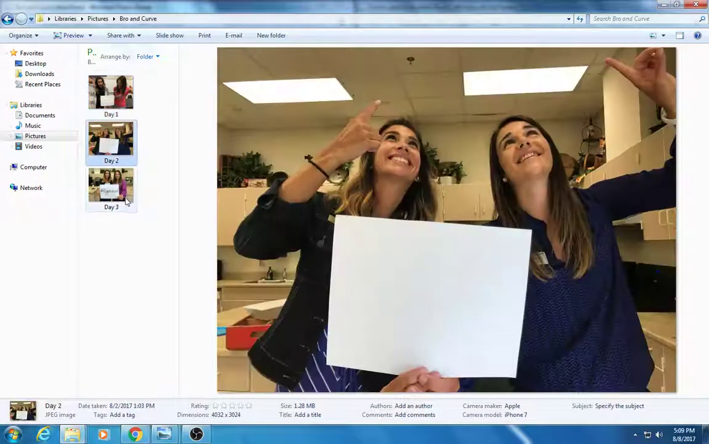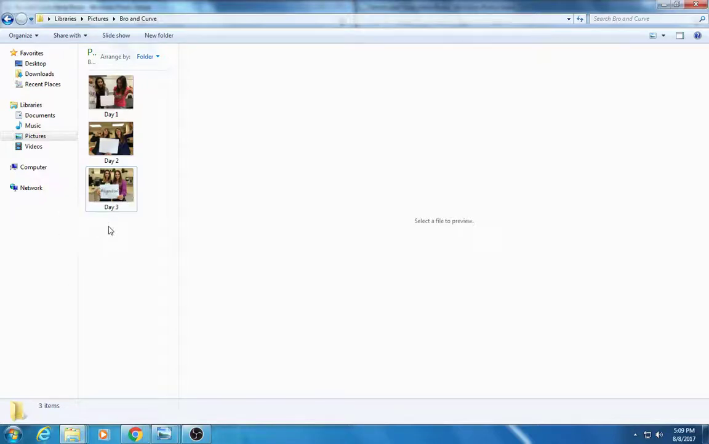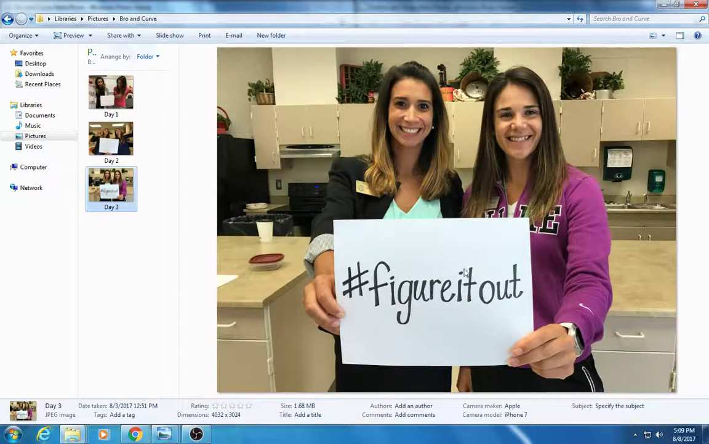and notice how each one of those pieces of cardstock is blank. Now on the third day, they decided to write a message because they didn't want to do a fourth day. Well, what you could do is you could actually take a fourth picture and put that where this message would be.